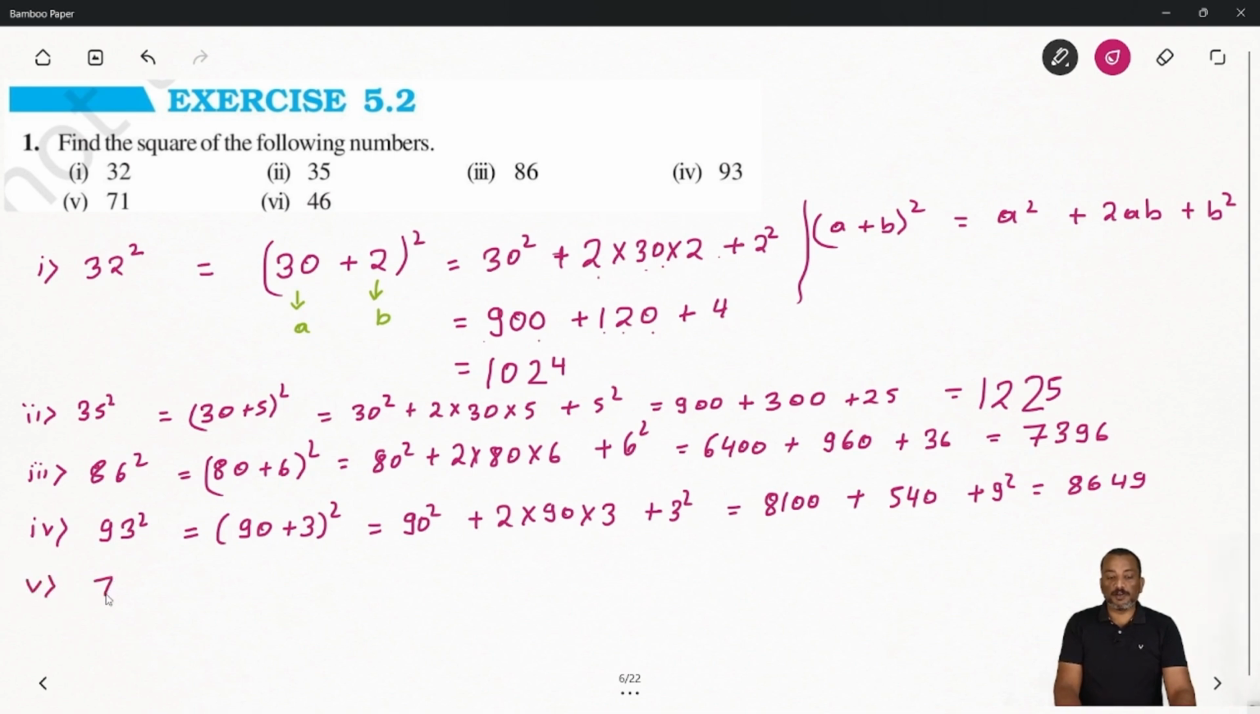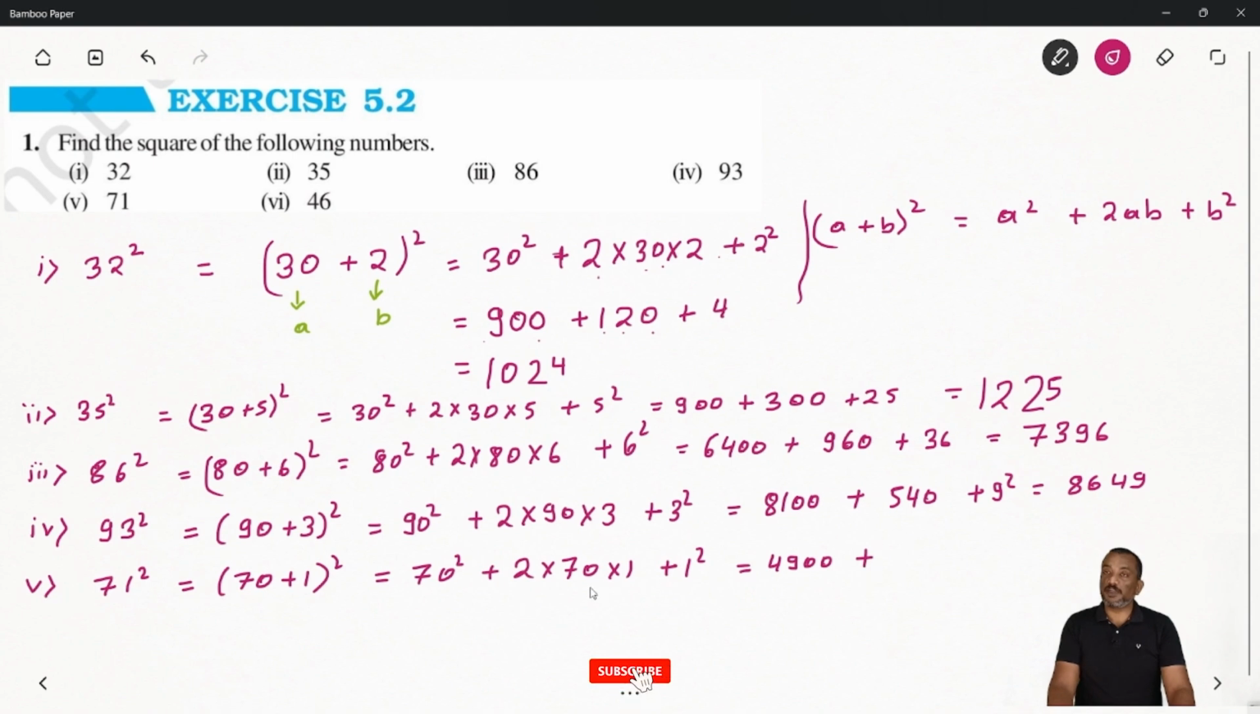Fifth one you have given 71 square. So 71 square, we will get how much? You can say 70 plus 1 square. Okay. So you can do here 70 square plus 2 times 70 times 1 and plus 1 square. So we can get how much? 70 square is how much? 4,900 plus we can say 2 times 70, 14, and 14 times 1, 14.